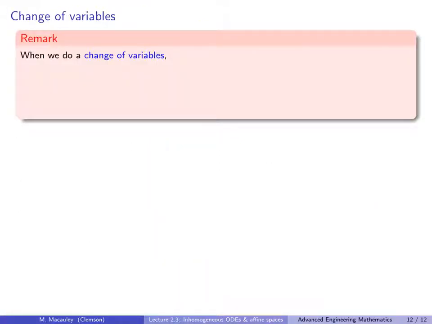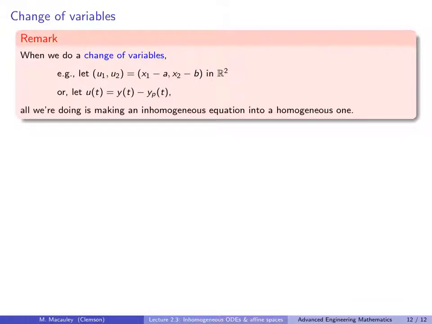I want to conclude with an important remark about changing variables. This is something that you've done in many situations, probably without even realizing what was going on behind the scenes. So when we do a change of variables, for example, maybe in R2, we're going to let U1 and U2 be x1 minus a and x2 minus b. Or maybe when solving an ODE, you want to let U of t be y of t minus yp of t. In both cases, all we're doing is making an inhomogeneous equation into a homogeneous one. I'll do an example in both cases.